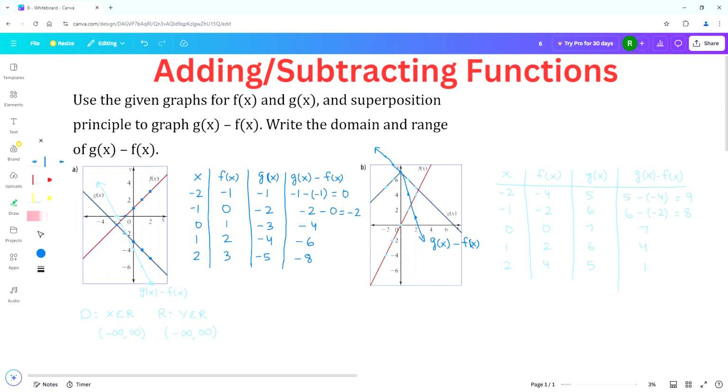Now we can write the domain and range for g at x minus f at x. Domain is the set of all possible x values for a function. The graph of g at x minus f at x extends indefinitely on both sides along the x-axis. There is no restriction on the domain, so the domain is all real numbers. In interval notation, we can write the domain as negative infinity to positive infinity.